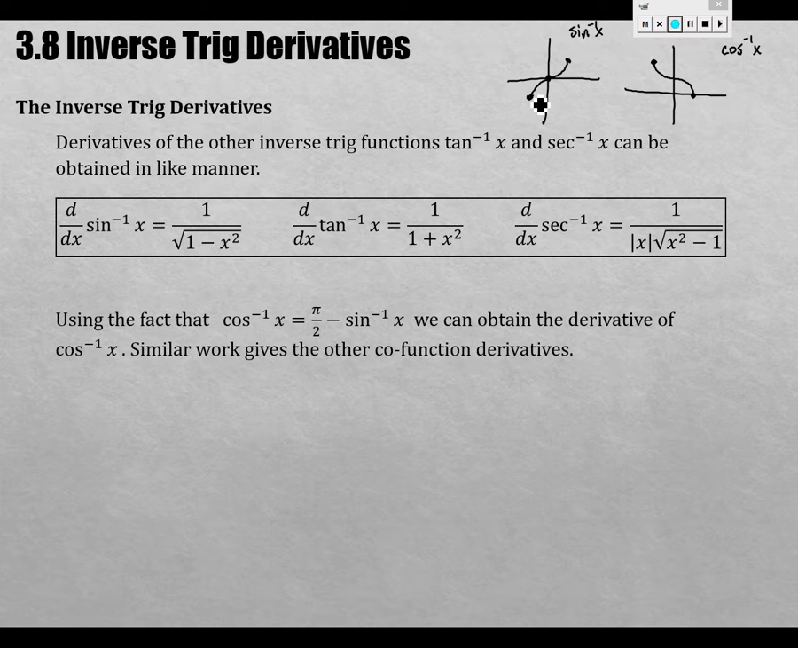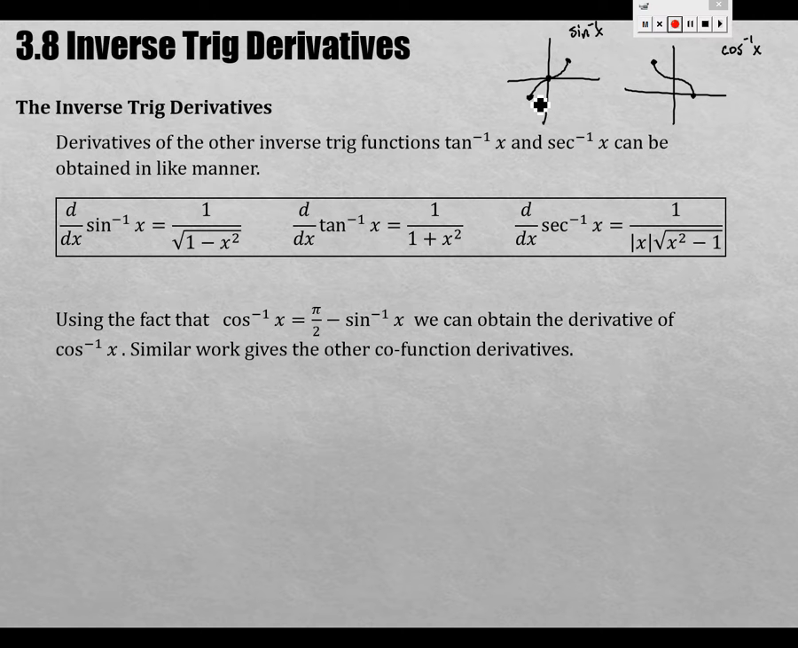Just one is what set of transformations transforms one into the other. Well, how about take this graph, sine inverse, and flip it, and then move it up by pi over 2 units. If somehow I can convince you that sine inverse and cosine inverse are just a reflection and a translation of each other, can you tell me what the derivative of cosine inverse is?